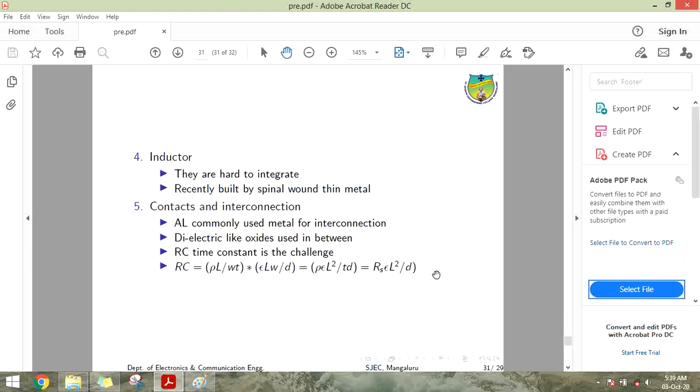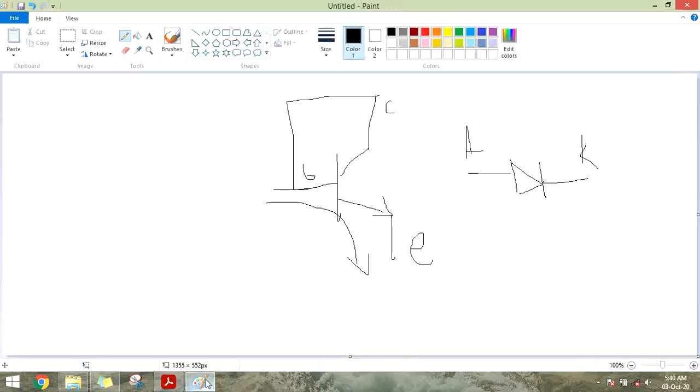Moving on to the inductors. Inductors are harder to integrate on integrated circuits than the other circuit elements. Recently they have been used in many portable communication devices such as RF analog ICs. Inductors are built by spirally wound thin metal film on an IC. These spiral patterns can be defined by photolithography and etching techniques. So it will be something like this. They are fabricated in this manner.